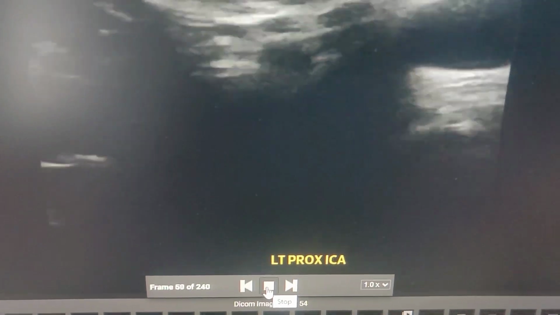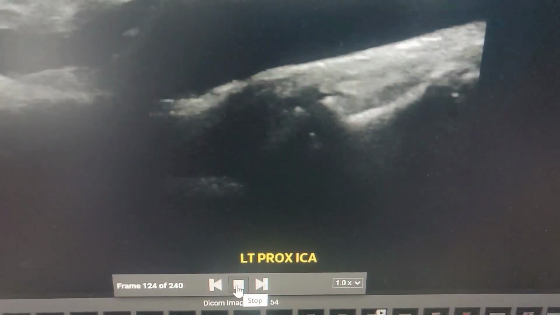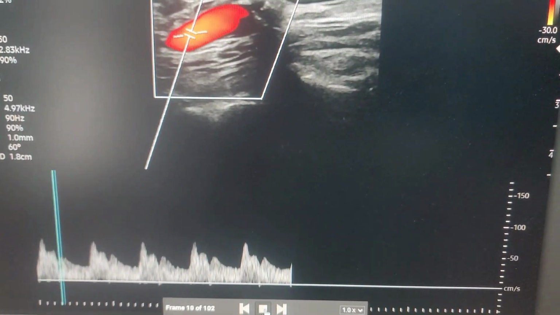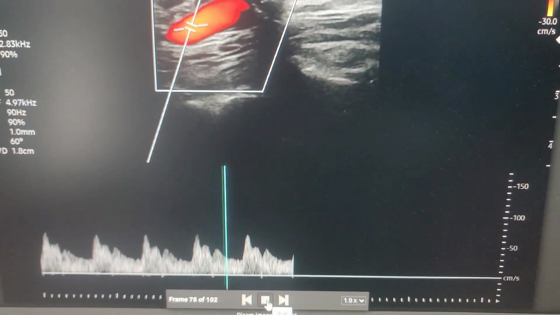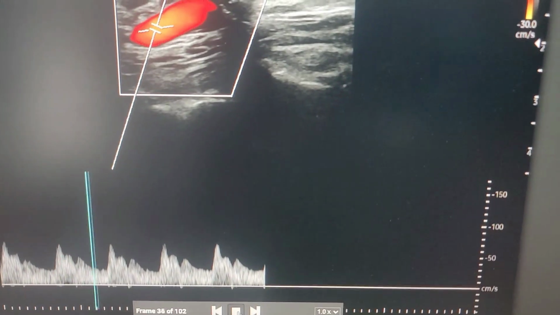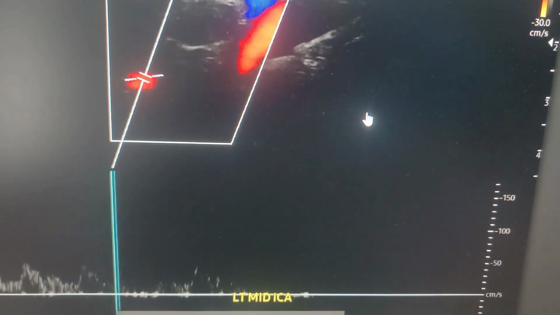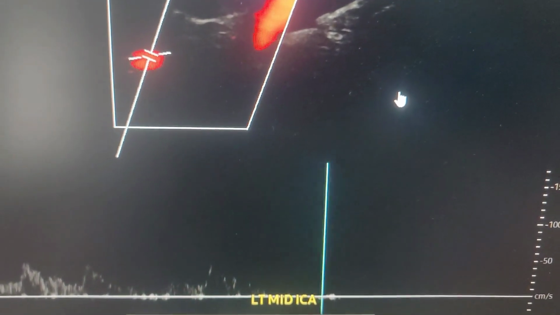The internal carotid artery is then evaluated at the proximal, mid, and distal segments using B-mode, color Doppler, and spectral Doppler. The internal carotid artery normally demonstrates a low-resistance waveform with high diastolic flow reflecting cerebral perfusion.